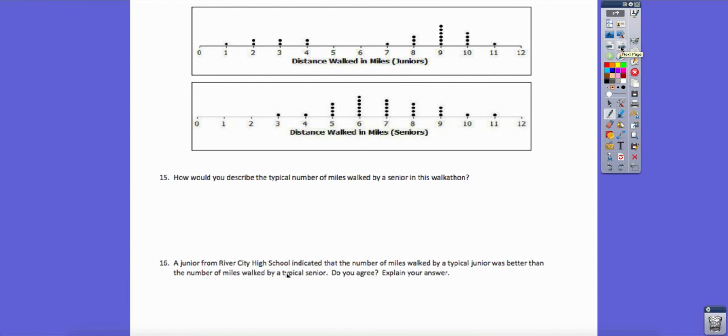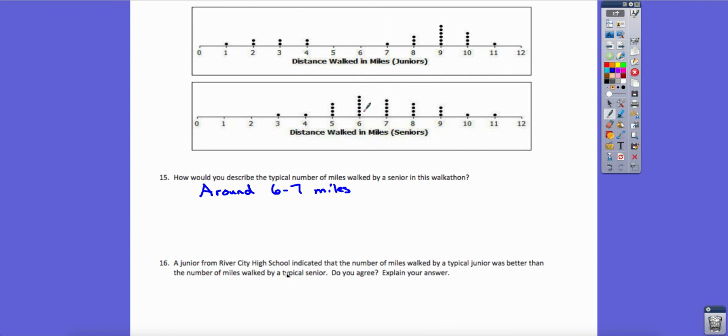Okay, so for number 15, it says, how would you describe a typical number of miles walked by a senior? Well, based on our mean and based on our median, we know that around 6 to 7 miles is pretty darn typical. And if you look, 6 is the most, it's the highest part of our graph, and then 7 is next. And so between those two is where most of our seniors are walking.